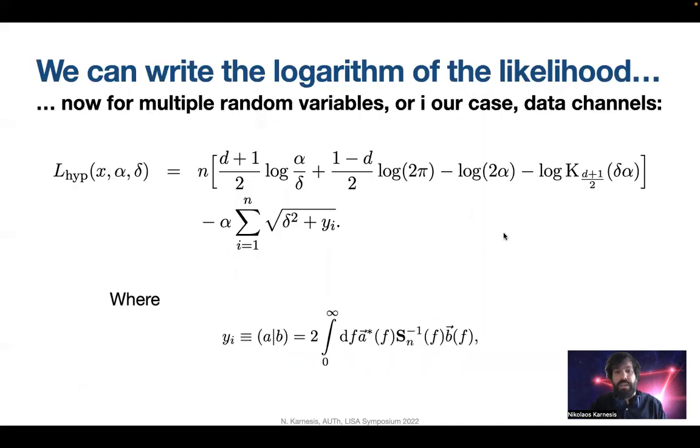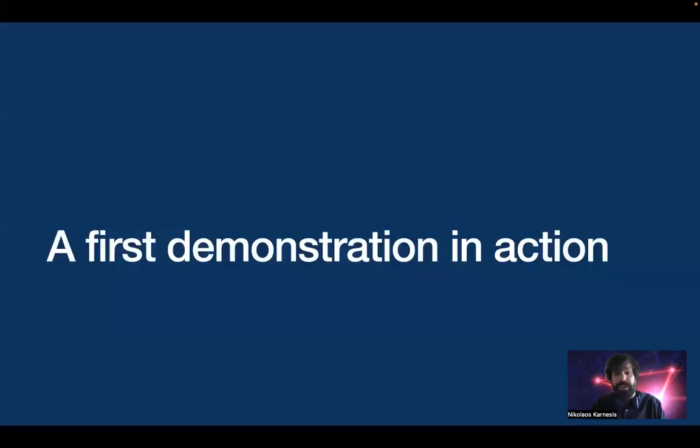Right? Now, if we write the logarithm of the likelihood, we can write it like this. And in case where we have multiple data channels, we have to write it like here, where y is the usual noise weighted inner product, but now written in matrix form because we have multiple channels. So this S here is a matrix, the cross-spectral power density of the noise. I forgot to mention that this K is the modified Bessel function, right? So you have to calculate these in the evaluation of the likelihood as well. And we can try to apply it in some simple cases.